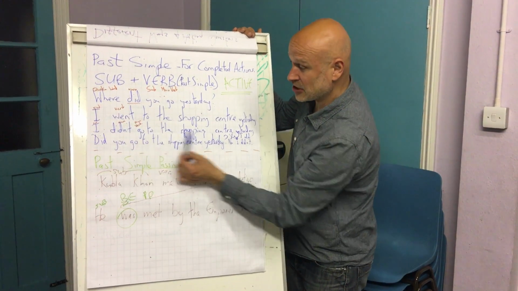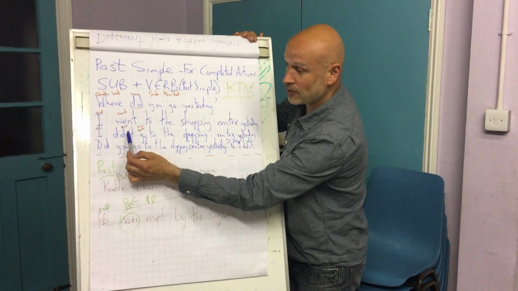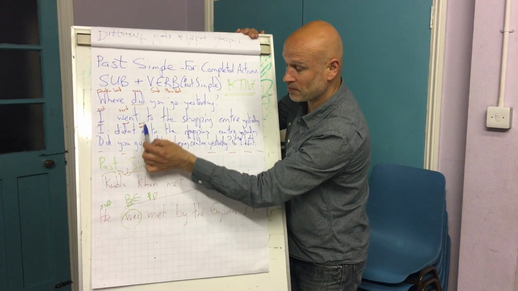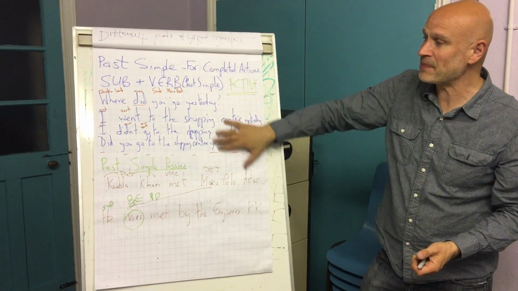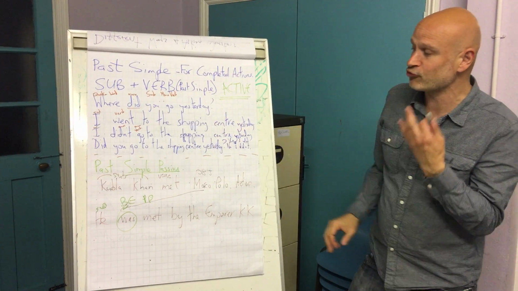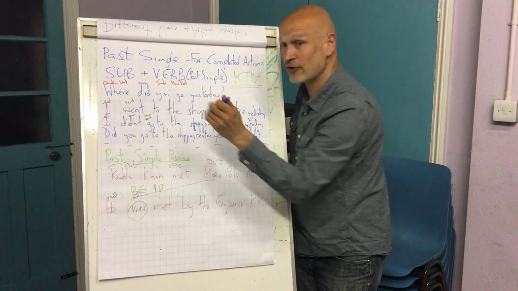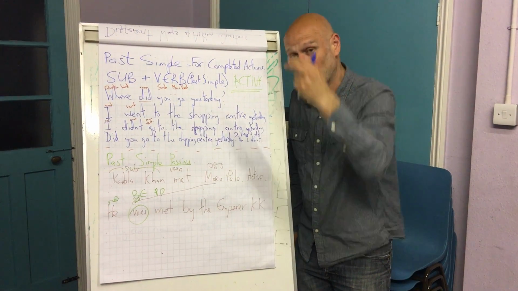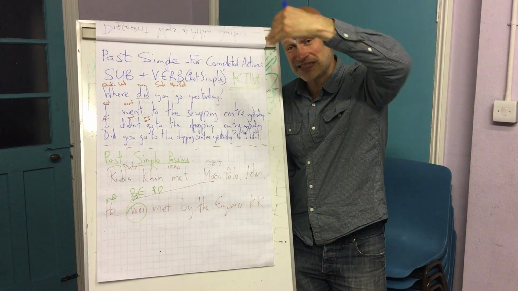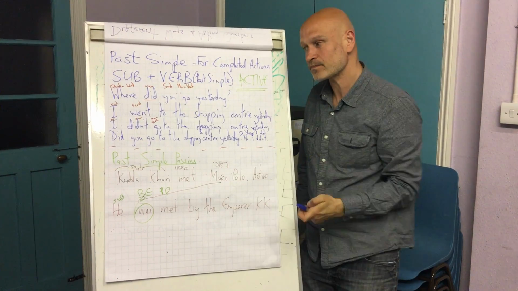Negative, I didn't go. Once again, we use the auxiliary verb do in the past and the main verb in the present simple. This is the basic structure of past simple, remembering that in the positive, we're always using the verb in the past simple, what some people refer to as the second column.